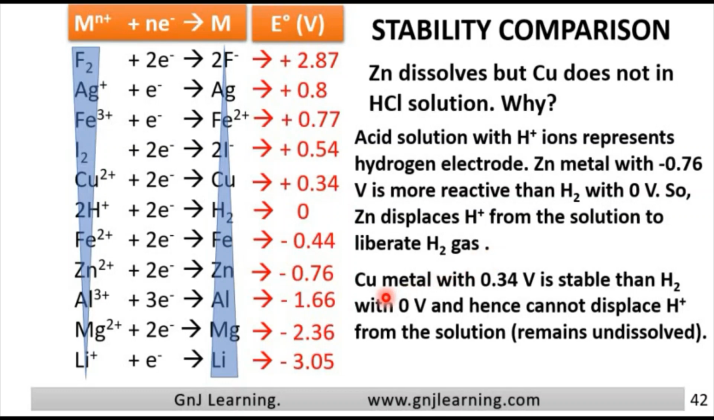Now in the case of copper, copper metal with a higher E0 value is more stable than H2, and hence will not displace H plus from this. So it remains undissolved in HCl, in an acid solution.